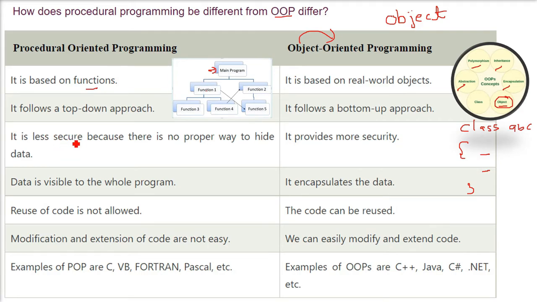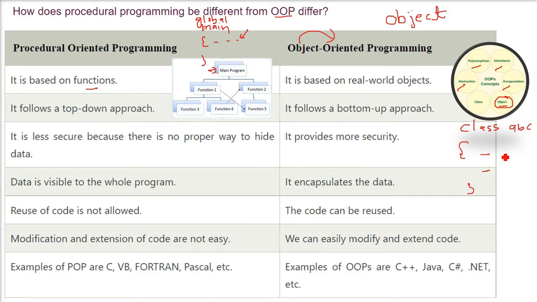Because data cannot be hidden. See, in a C program, the data can be written when you start from main. So here you write the data. It can be local data, and one more thing you can do is make global data. So there is no secrecy, no privacy, no access specifier or modifier for that.